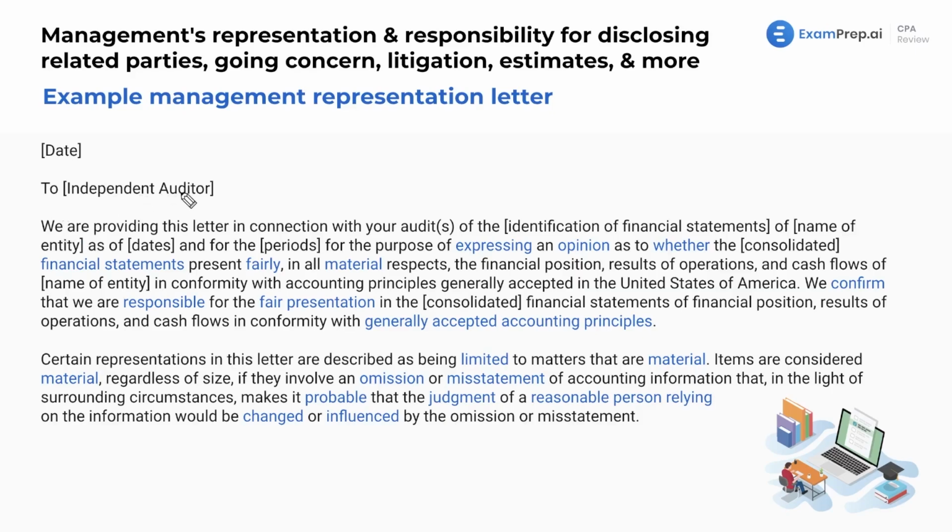So it's to the independent auditor. Remember, the auditor is putting it on client letterhead. They're saying, it's Macy's, right? Big retail company, Macy's. It's signed on their letterhead, and it's written to the auditor by the auditor.